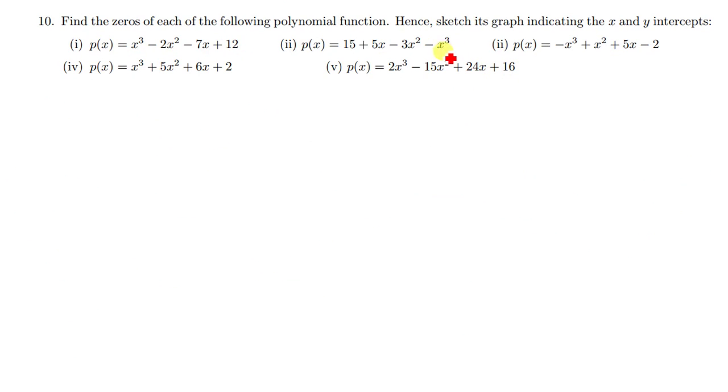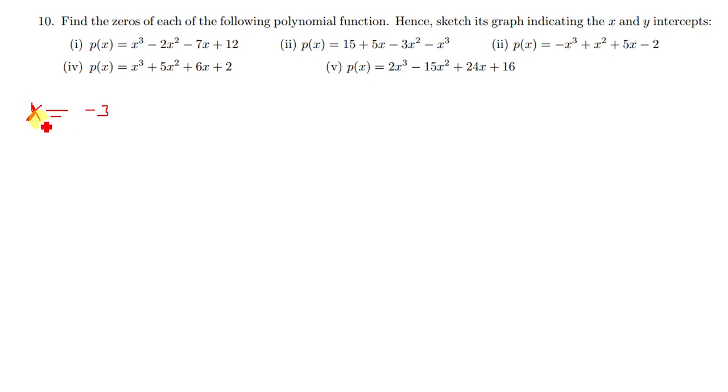So the second question has a negative leading coefficient, meaning it's going to start like that and end like that. Since it's the power 3, it's going to start like that and end like that. And then from there, let's also use the trial and error method to find the value of x. On question 2, after using trial and error, the value of x is negative 3.